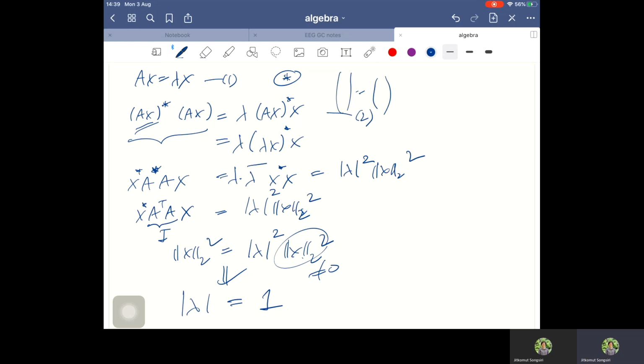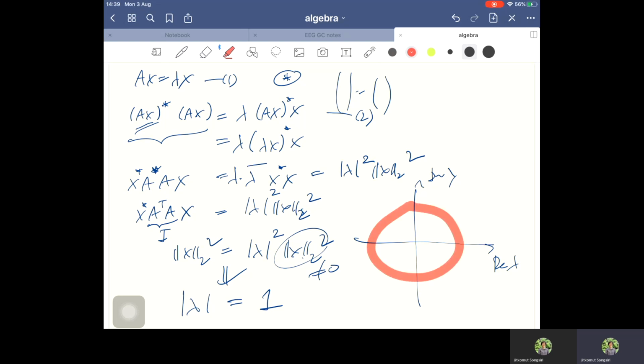Again, if you watch this video, can you pause the video and try to think about the location of these eigenvalues? If I sketch it on the complex plane, where are they? Of course, they lie on the unit circle. This is one of the well-known results for unitary matrices. Eigenvalues of unitary matrices always lie on the unit circle.